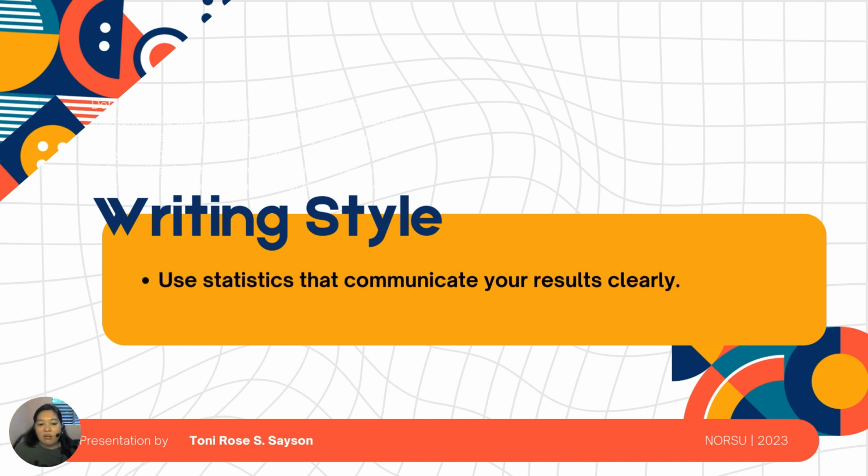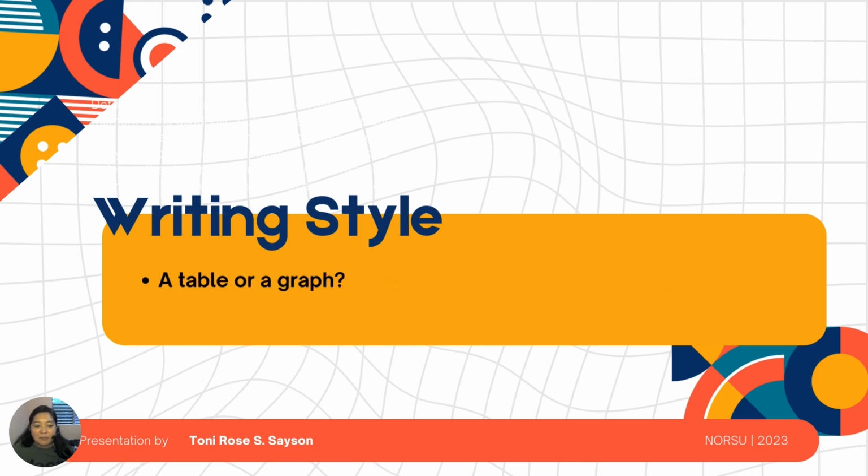Next is on writing style. Use statistics that can communicate your results clearly. So what statistics should you use to make sure that your results are clear? Well, it depends on what you really intend to answer, because there are different statistical methods and procedures that you should be aware of. To communicate these statistical data, you need to be able to make use of numbers, percentages, tables, or graphs.